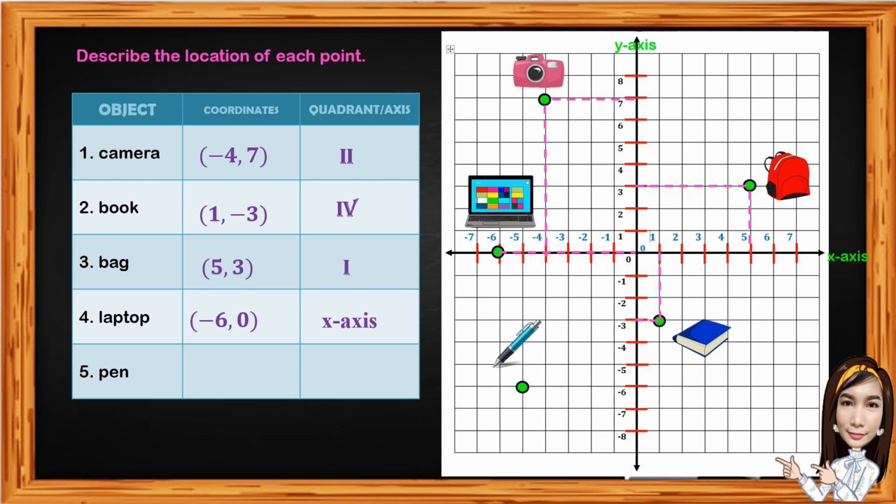And for the last, we have the pen. The pen is aligned to -5 on the x-axis and -6 on the y-axis. So we have the coordinates -5, -6, and that point is located on quadrant 3.